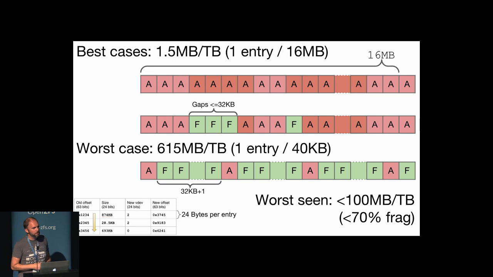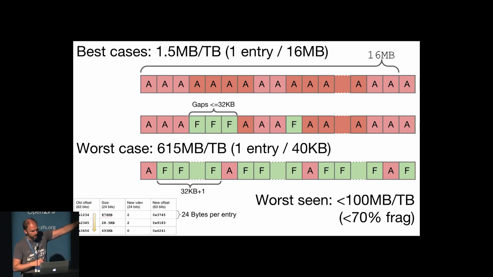The second example here is high fragmentation, more than 70% fragmentation. Both of those work really well. But the worst case possible would be where we have a run of frees that's just more than 32 kilobytes, and then we only have one sector allocated in between it. So in this case, it could be really bad, 600 megabytes per terabyte of disk.